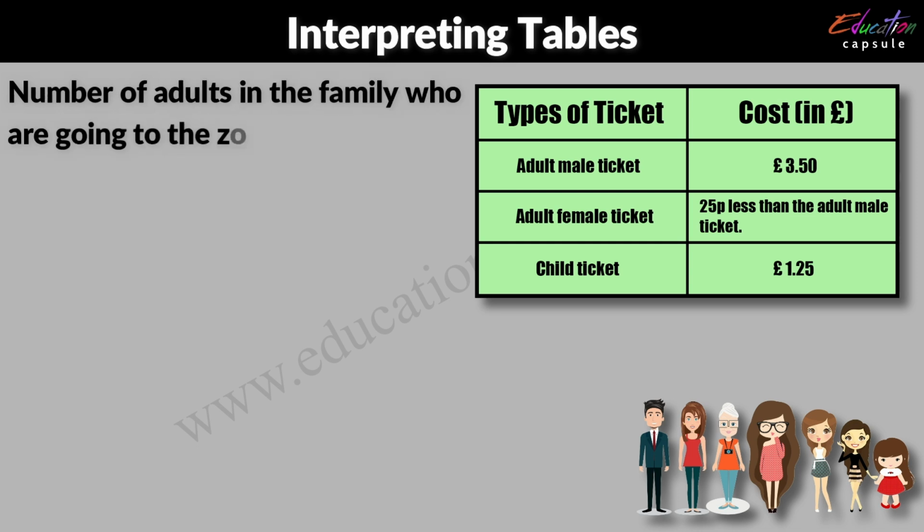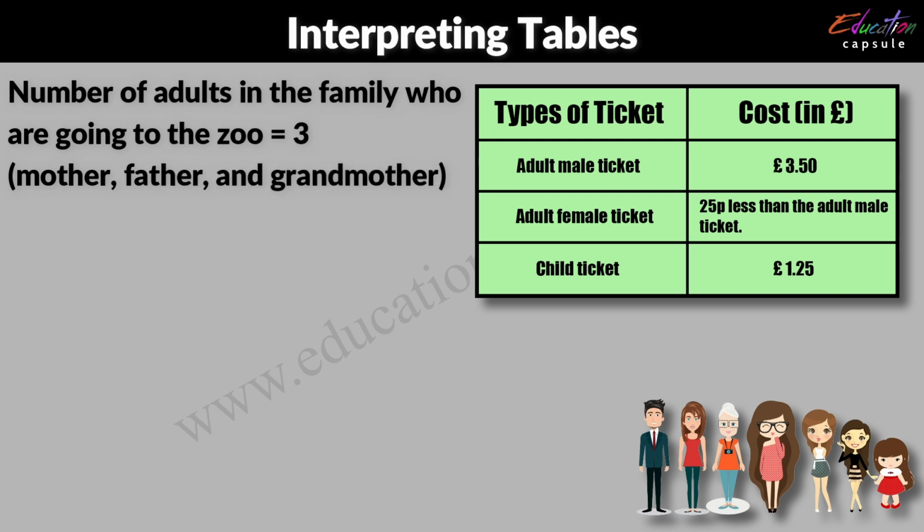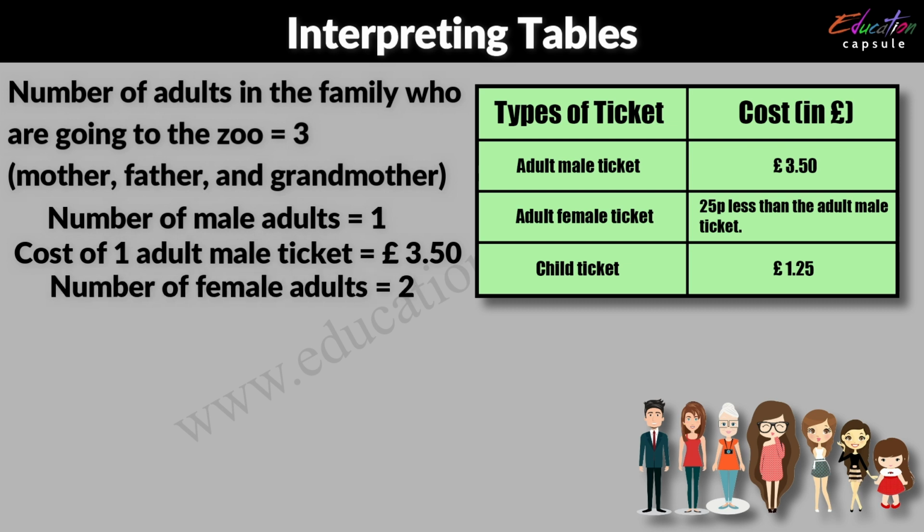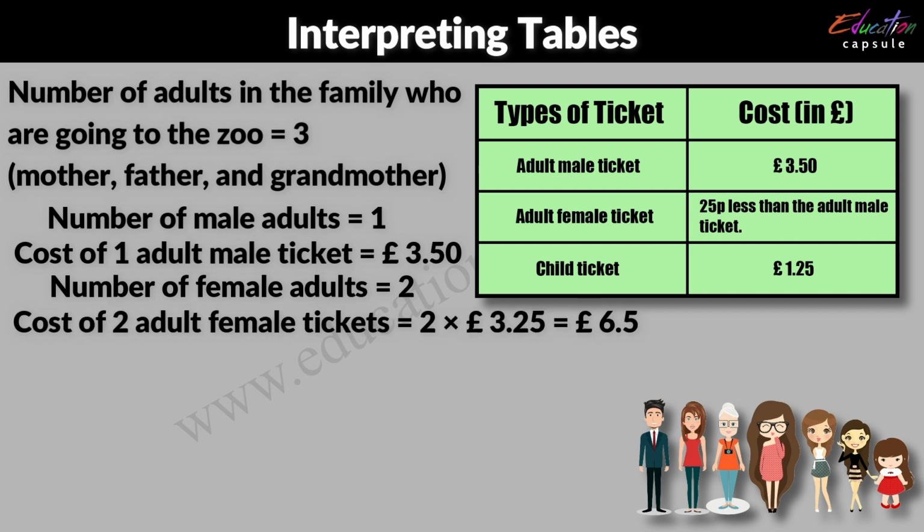The number of adults in the family who are going to the zoo are 3, mother, father, and grandmother. Now the number of male adults are 1 and cost of one male adult ticket is £3.5 and number of female adults are 2. So the cost of 2 female adult tickets will be 2 times £3.25. That is equal to £6.5.